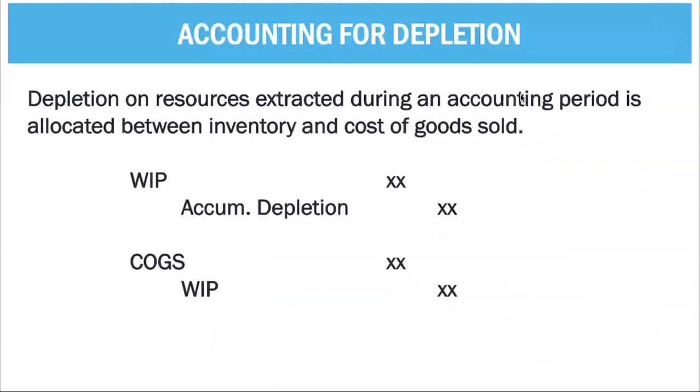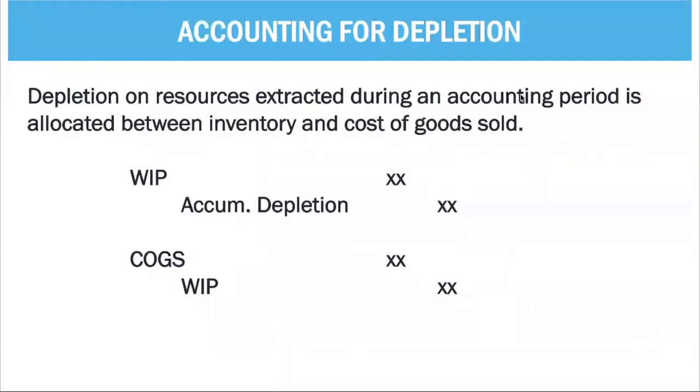So how do we account for your depletion? Depletion on resources extracted during an accounting period is allocated between inventory and cost of goods sold. So for your depletion, we allocate based on your inventory and based on your cost of goods sold. Inventory, if it is unsold. Cost of goods sold if sold. Sir, why is it not considered depletion expense?